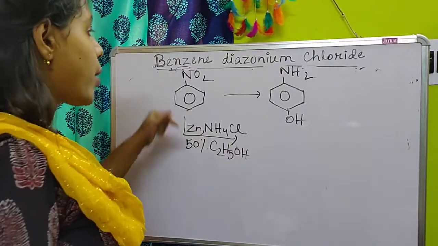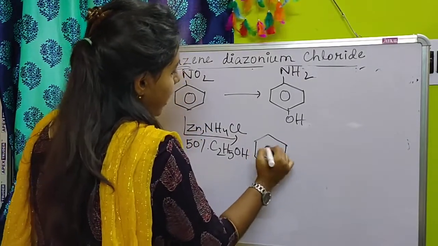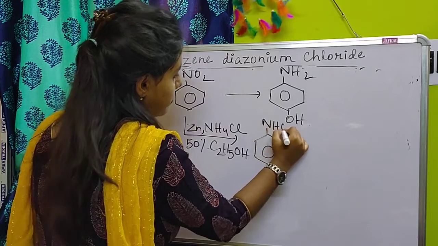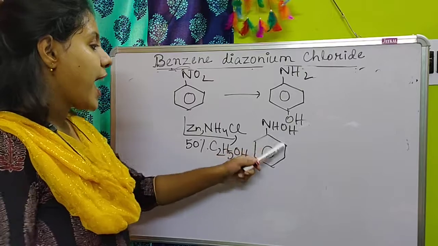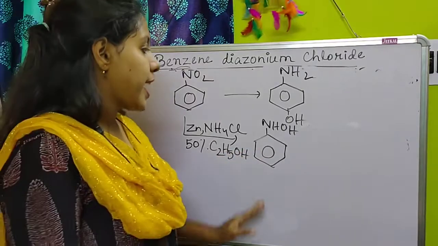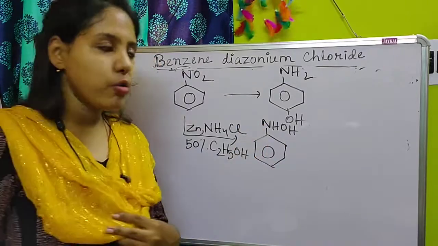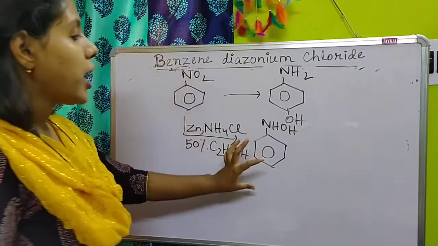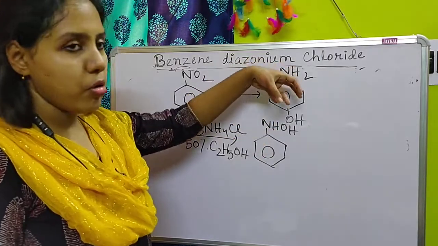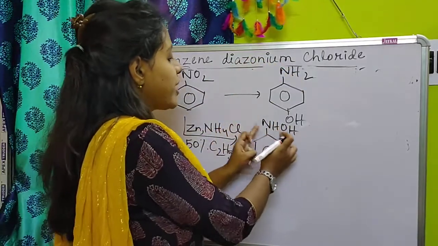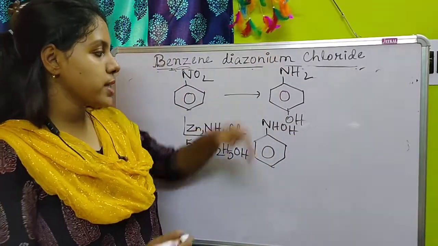These things you have to add to nitrobenzene, and after the reaction it will be converted into this hydroxyaniline, with the NHOH single bond. This type of compound will be formed from here. Now you just have to rearrange this compound to get this compound. Here the NH and OH groups are adjacent to each other. You have to convert this into this compound.